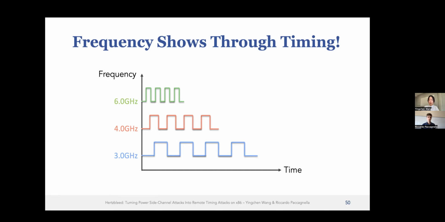Consider a 4-cycle program here. The number of cycles of this program is fixed. It is always 4. But when running on modern Intel CPUs, due to the frequency scaling, the running time might differ.